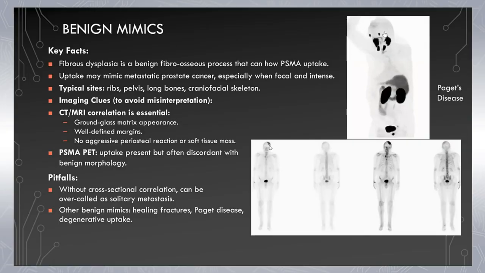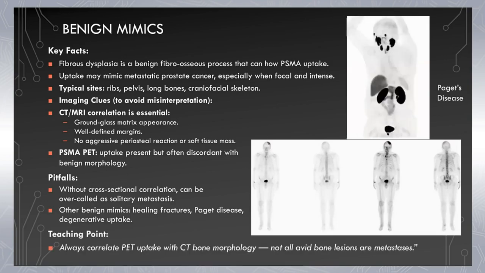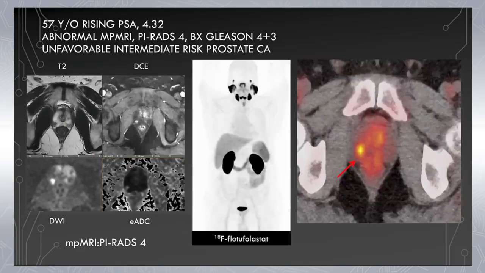But at the time of PET scan, we can see that there's only very low level uptake within the skeleton in a patient who had correlative anatomic imaging of Paget's disease. So as a teaching point, always correlate the PET uptake with CT bone morphology. And importantly, not all avid bone lesions are metastases. Let's move to our next case.